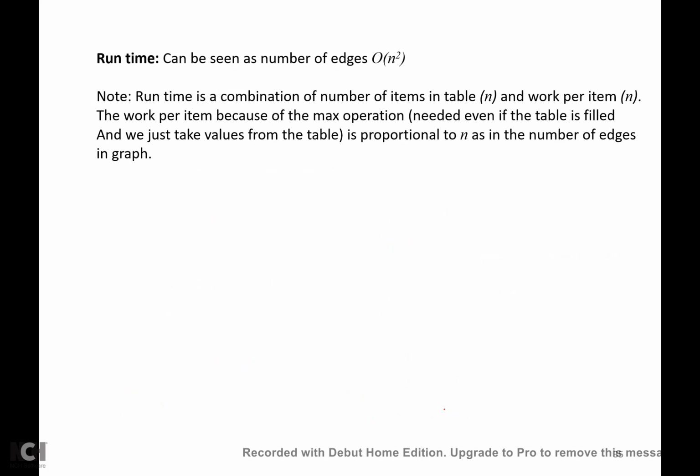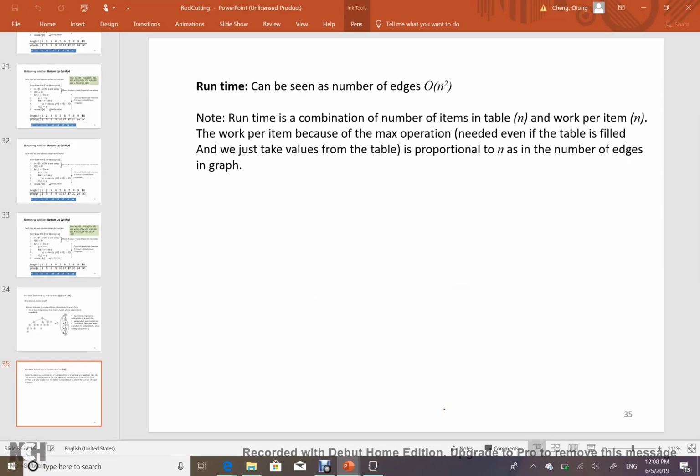Okay, now let's check exactly. The runtime is O(n squared). The runtime is the combination of the number of items in the table, n, and the work per item, n. The work per item, because of the maximum operation needed, even if the table is filled and we just take values from the table, is proportional to n, as in the number of edges in the graph. That's it. I think this is what we would like to cover for this study. Thank you for listening.